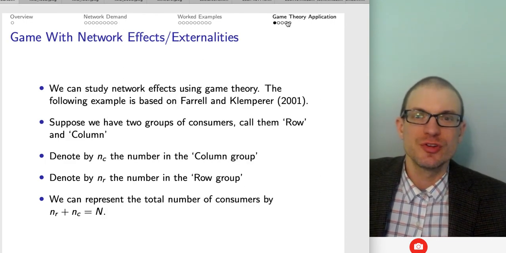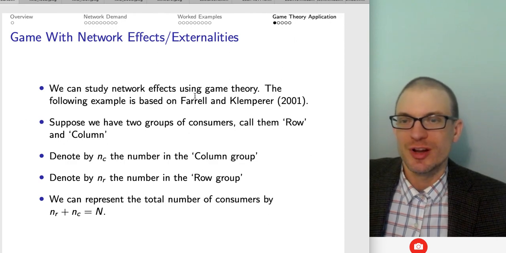All right, the last thing I want to do is think about this game theory application. We can study network effects using game theory.